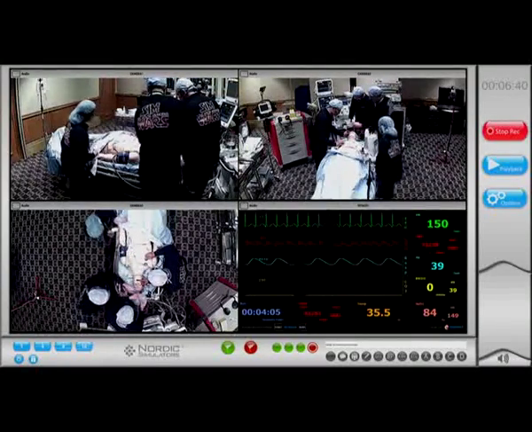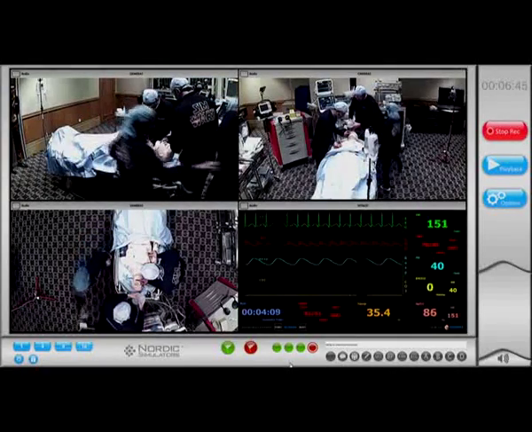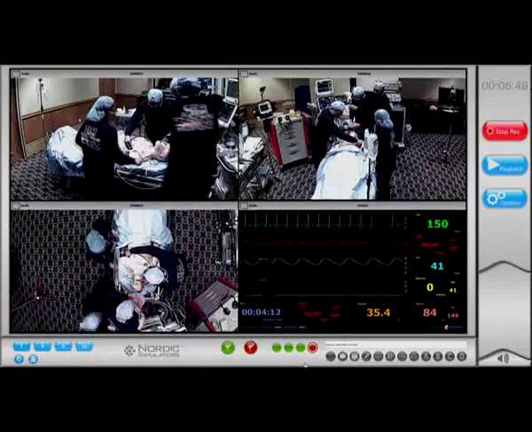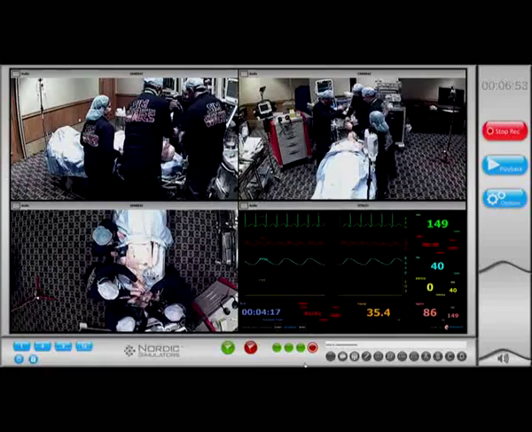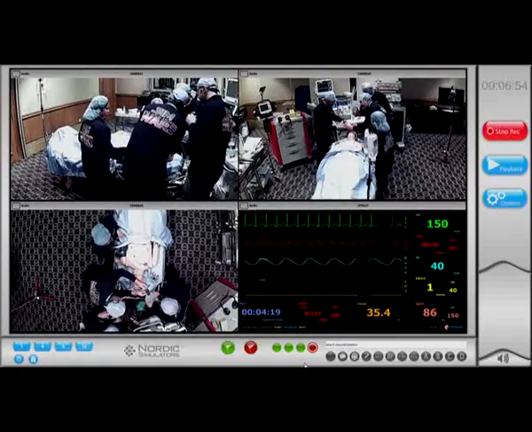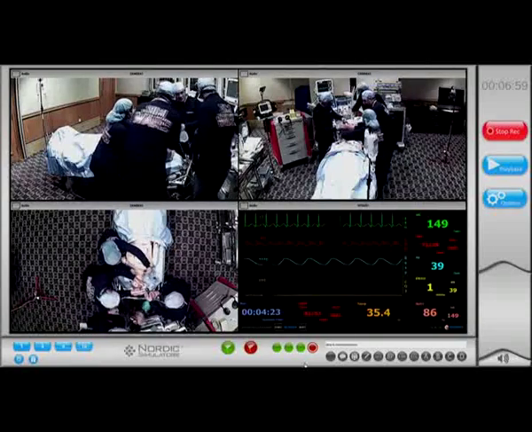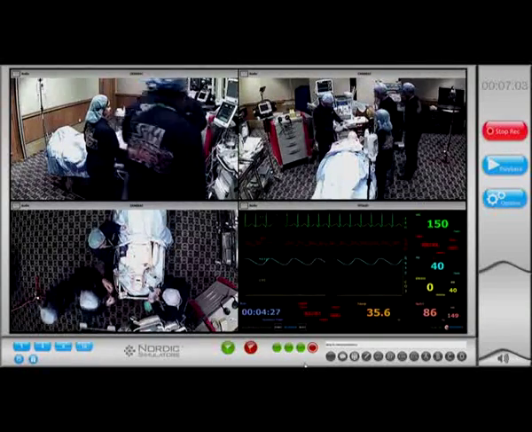Air entry is okay? Yes. Saturation is starting to pick up. Bilateral air entry? You want capnography, Dr. Yasser? Yes, please. Both sides are moving, but the air sounds are not well heard. Okay, we'll measure BP again. Just check air entry again. Capnography is in.